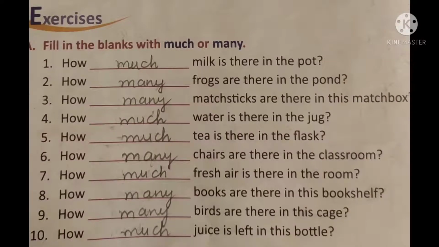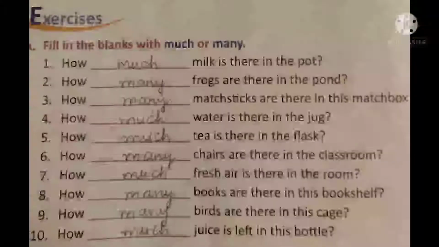Fourth one, how dash water is there in the jug? Water is again a liquid, so we cannot count. So we'll be using much. Fifth one, how dash tea is there in the flask? Tea is also a liquid, that is why we will use much as it is an uncountable noun.